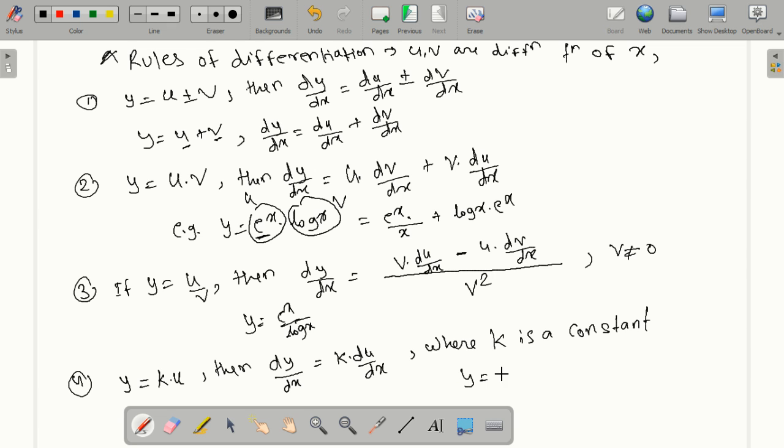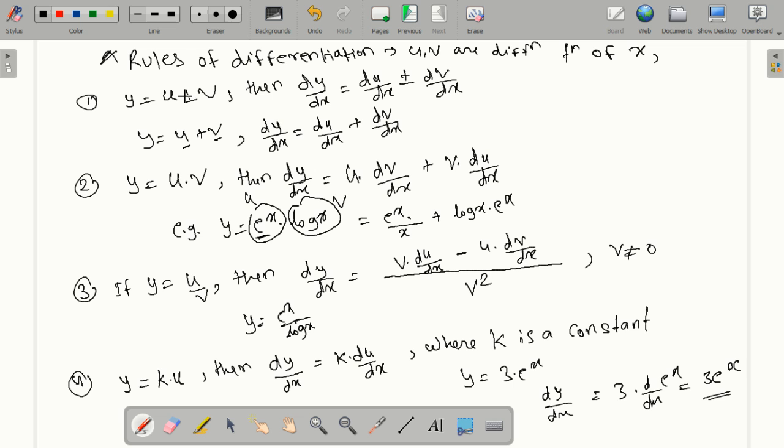So let me solve this. This is of the form y is equal to 3 into e raised to x, and if you find dy by dx, then it will be k into du by dx, which is d by dx of e raised to x, and the differentiation of e raised to x with respect to x is e raised to x only. So the answer will be 3 e raised to x. So this is very easy. You have these four rules of differentiation. You need to first learn by heart the derivatives of some of the standard functions and these rules of differentiation, because we are going to use a lot of these rules and the derivatives of standard functions while solving the problems, right?